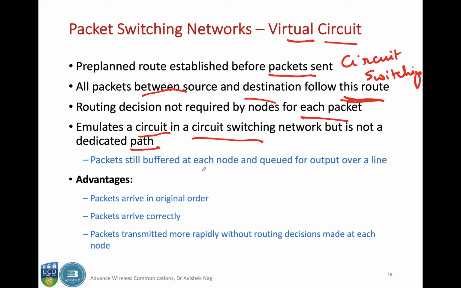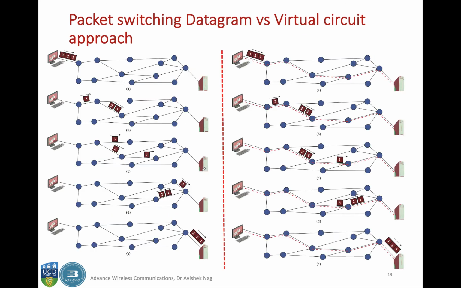Let's see a visual example that will be clearer for you. This is packet switching for datagram versus virtual circuit. Here you see the datagram approach. In this approach you start with the 1, 2, 3 sequence of packets, and then the routes that these packets follow are different. Here your 2 and 1 get split in this direction, and your 3 gets another direction. Again, at this node, your 1 is split in this direction.